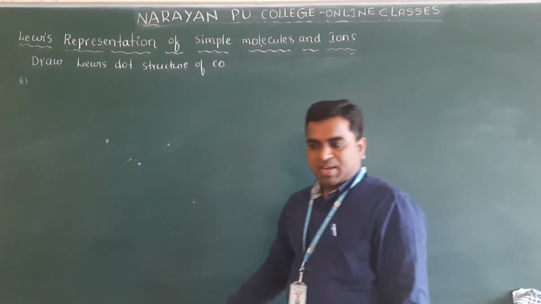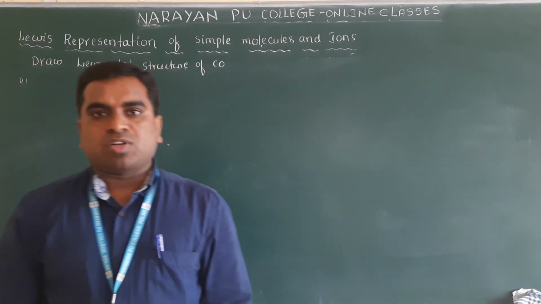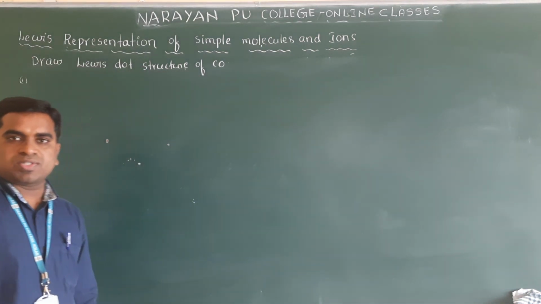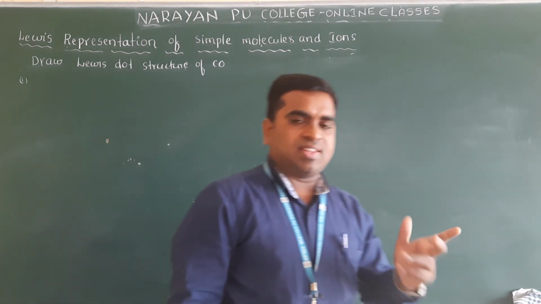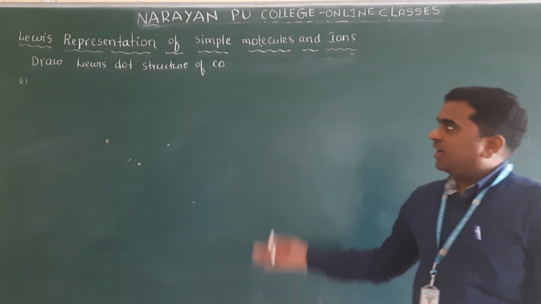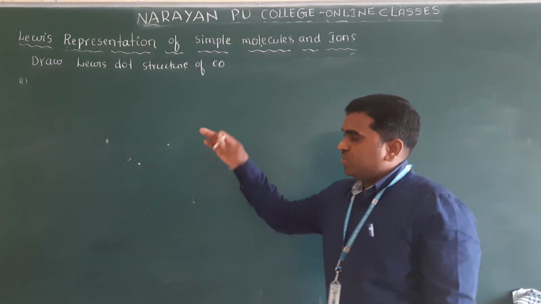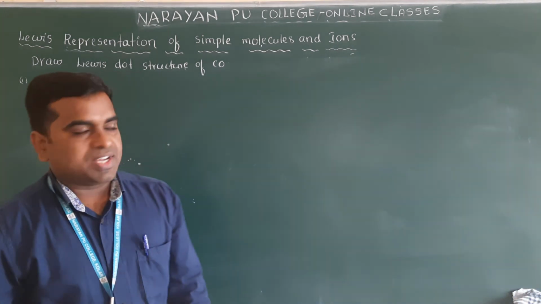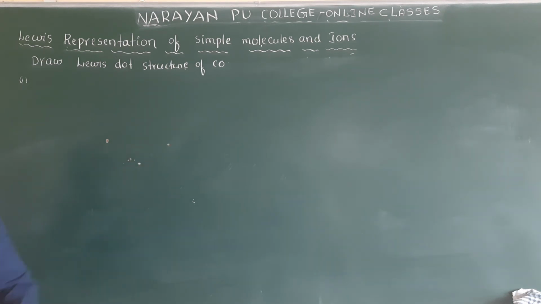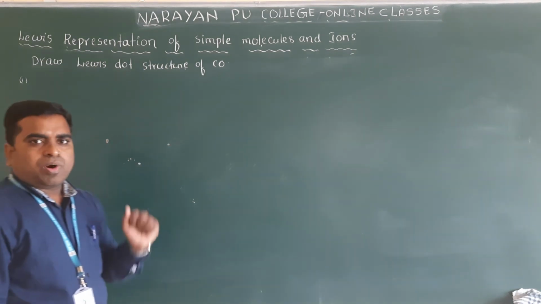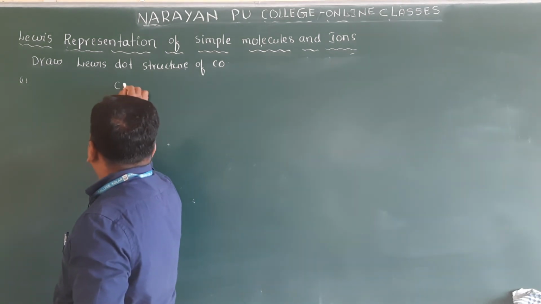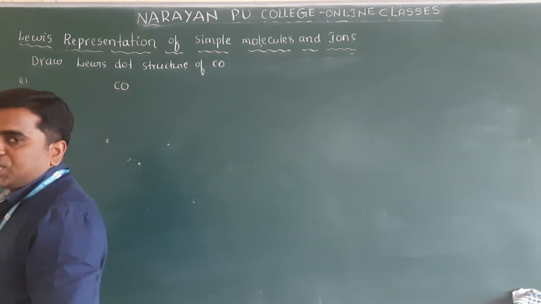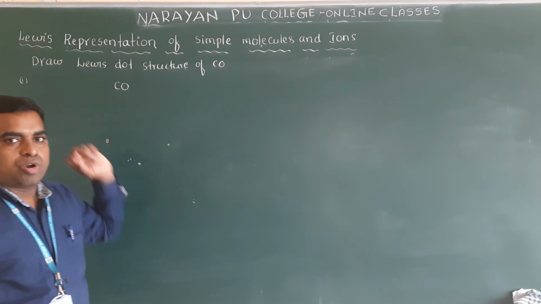Now we have discussed the rules for writing the Lewis dot structure for given molecules. We will do two or three examples, then we will get clarity on how to write the Lewis dot structure, or Lewis representation, for molecules. So first of all, which molecule have they given here? The molecule is carbon monoxide, CO.